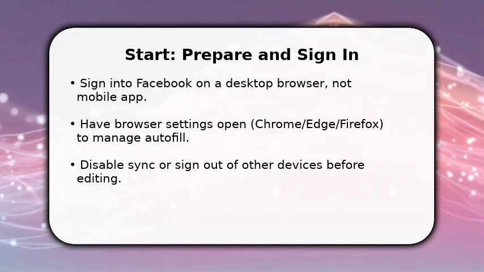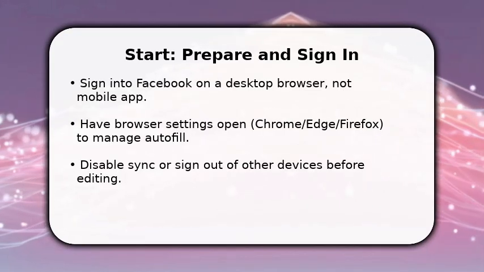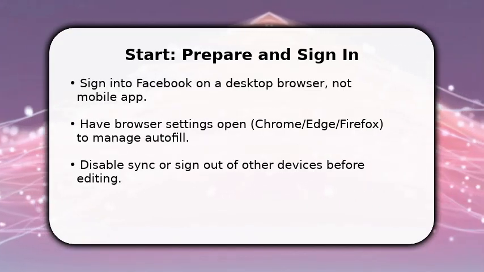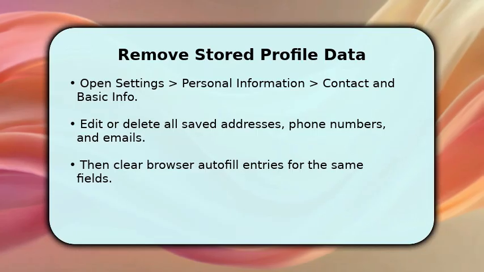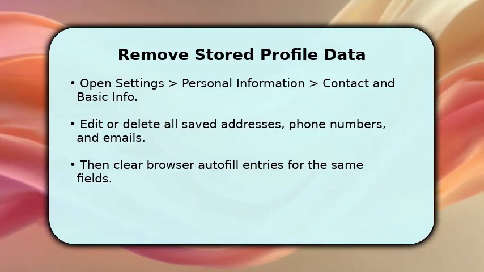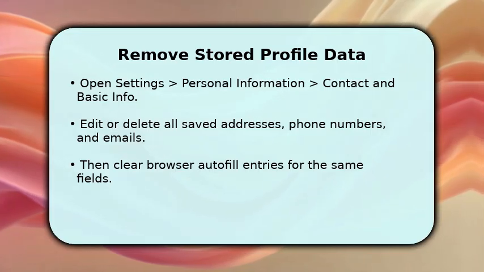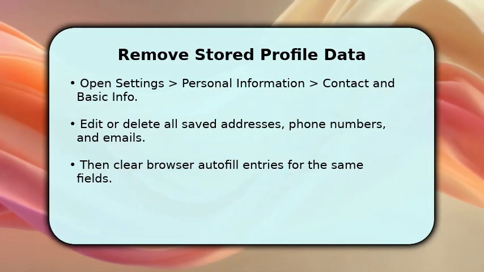Now go to Facebook Settings and Privacy and open Account Settings. This lets you edit profile-stored contact and address fields that feed the autofill function. You'll now remove the profile data that Facebook uses to suggest autofill. Navigate to Personal Information, then Contact and Basic Info. Systematically edit or delete every address, phone number, and secondary email.